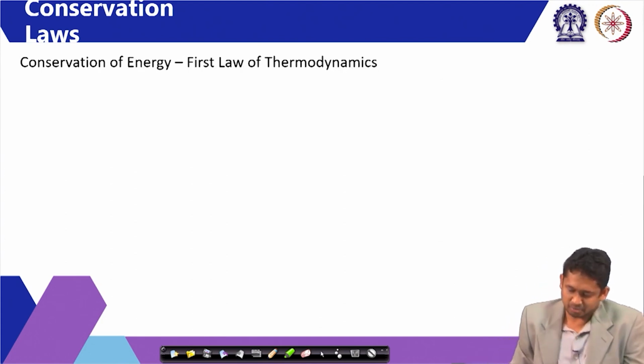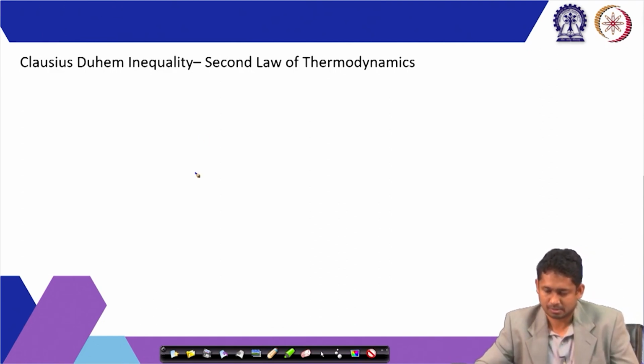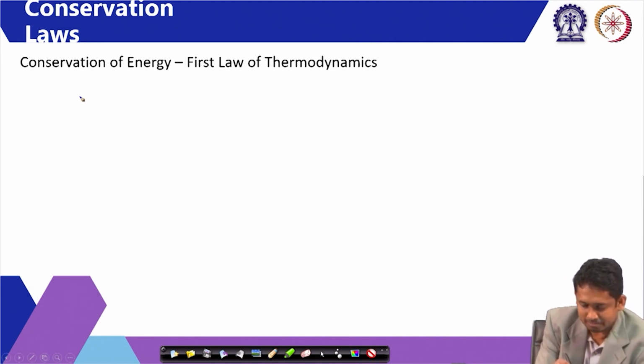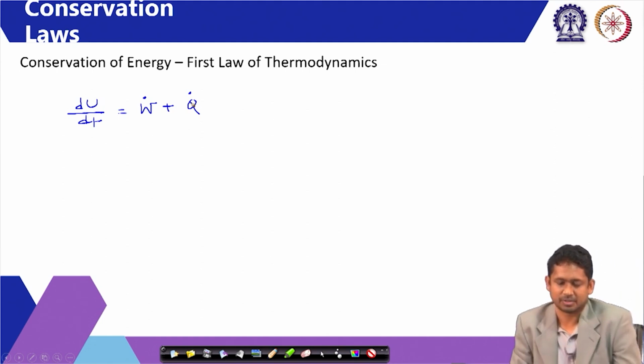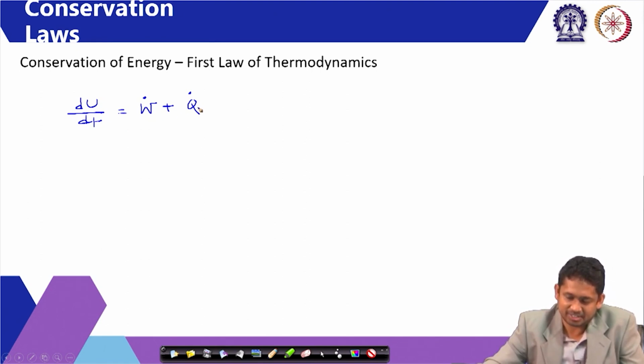Now, we will talk about the thermodynamics laws. So, our constitutive relation should satisfy the thermodynamics laws as well. So, we will start with the first law. The first law in the rate form can be written as du by dt is equal to w dot plus q dot. So, U is the internal energy and du by dt is its time derivative, and w dot is the rate of work done on the system and q dot is the rate of heat supplied to the system.